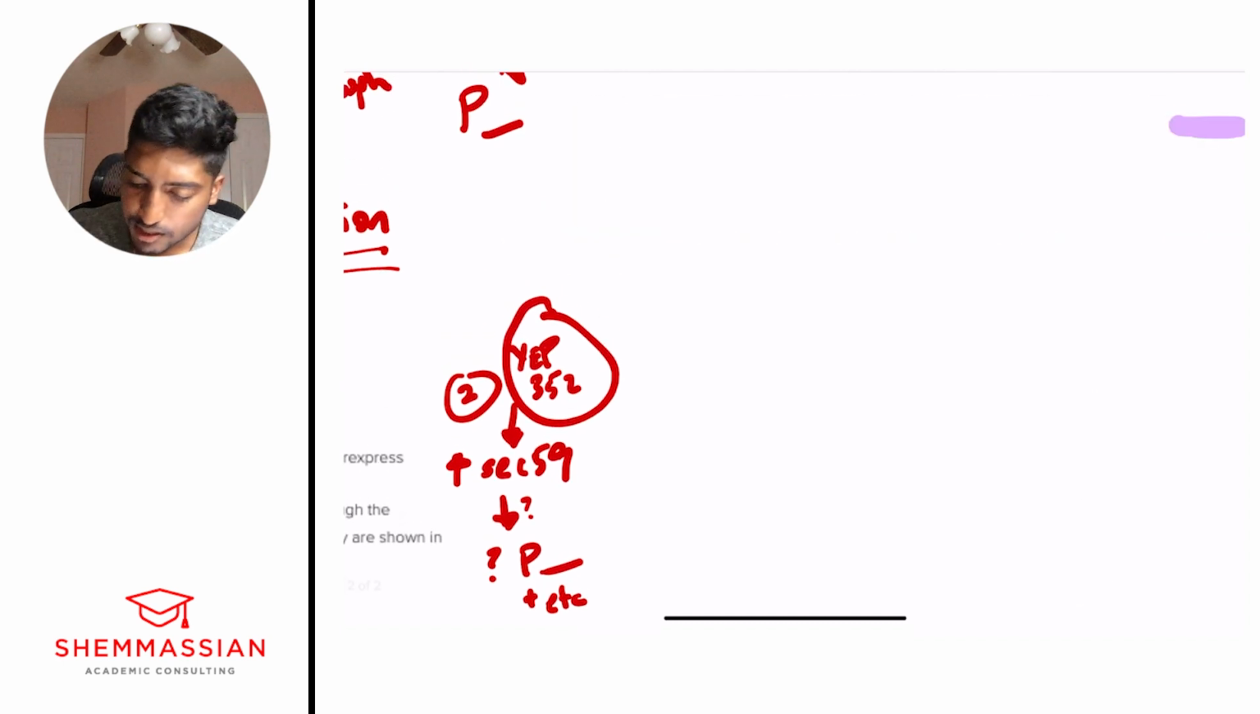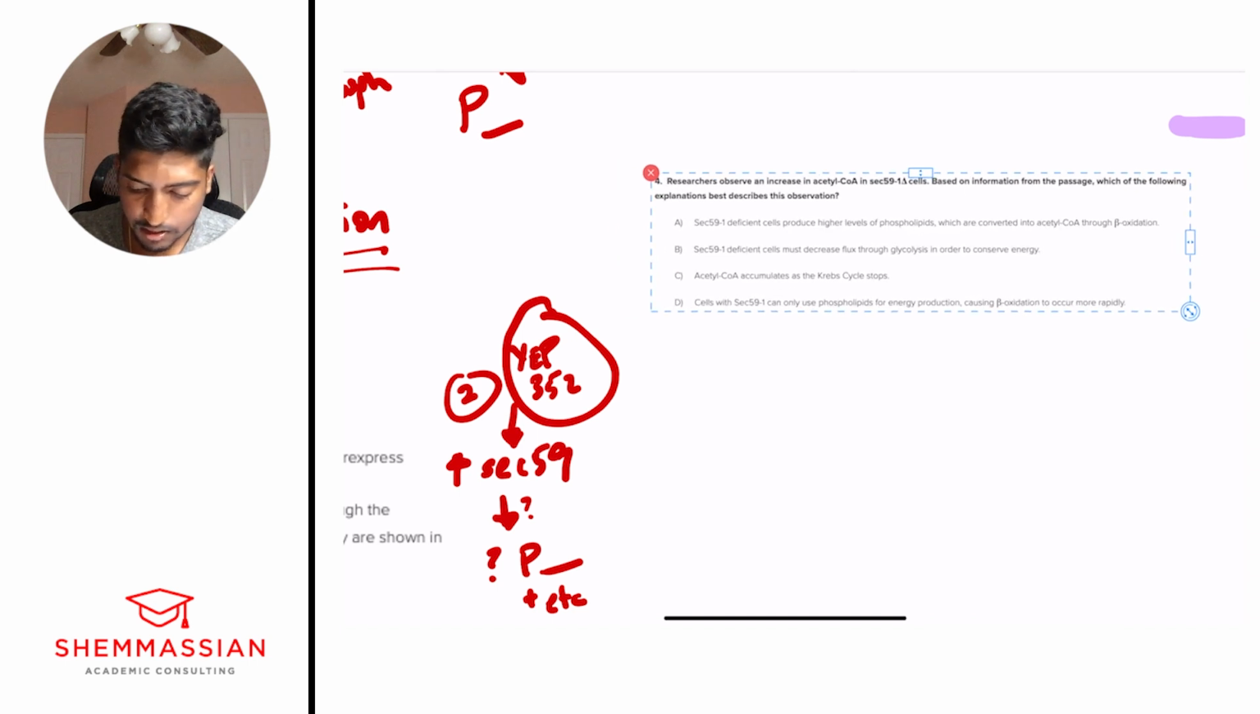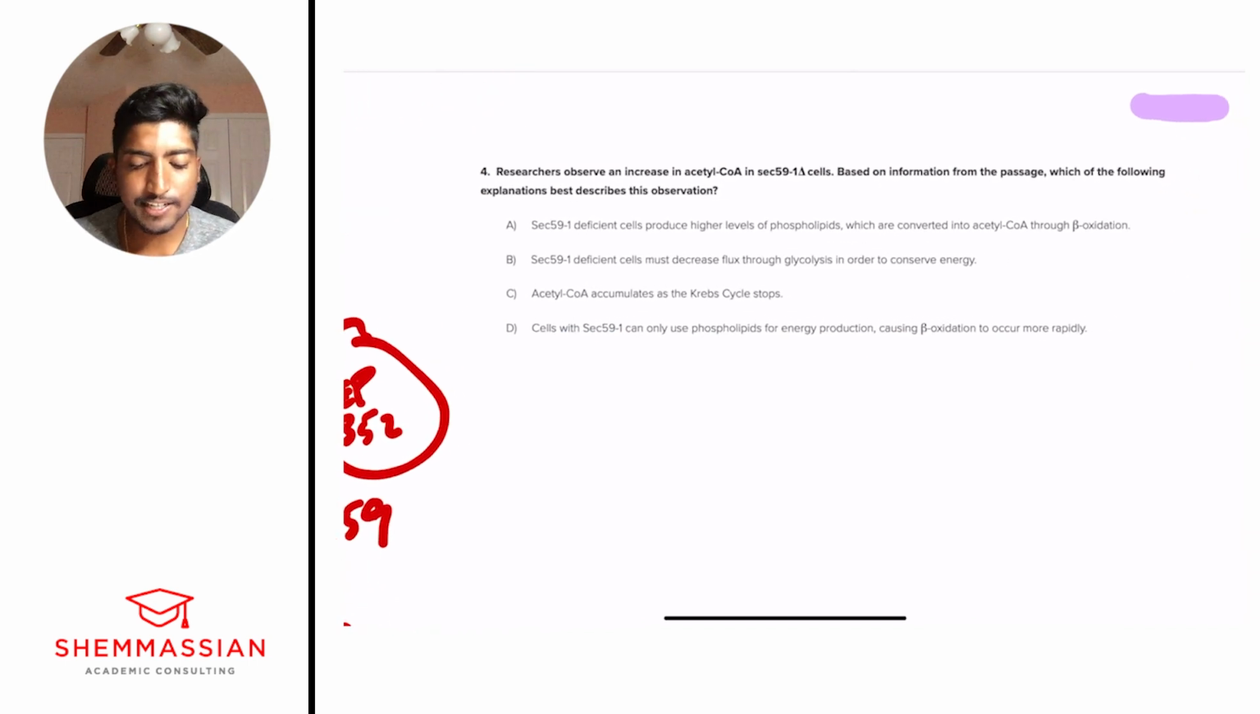All right, question number 4. Researchers observe an increase in acetyl-CoA in SEC59-1 delta cells. Based on information from the passage, which of the following best describes this observation? A. SEC59-1 deficient cells produce higher levels of phospholipids, which are converted into acetyl-CoA through beta oxidation. B. SEC59-1 deficient cells must decrease flux through glycolysis in order to conserve energy. C. Acetyl-CoA accumulates as the Krebs cycle stops. D. Cells with SEC59-1 can only use phospholipids for energy production, causing beta oxidation to occur more rapidly.